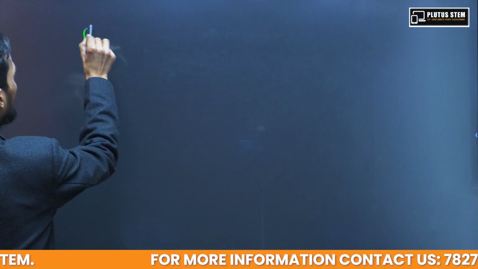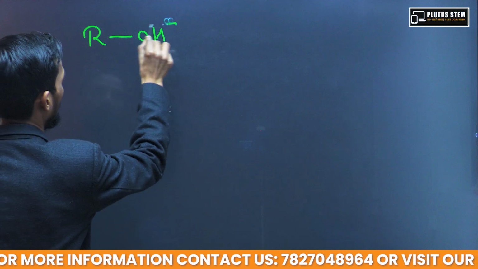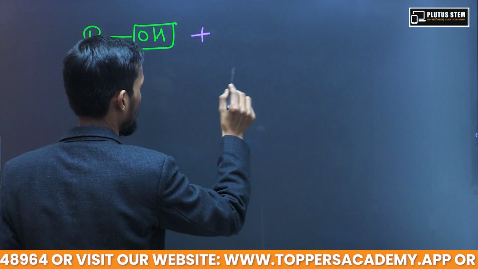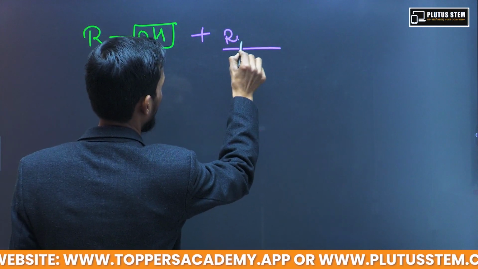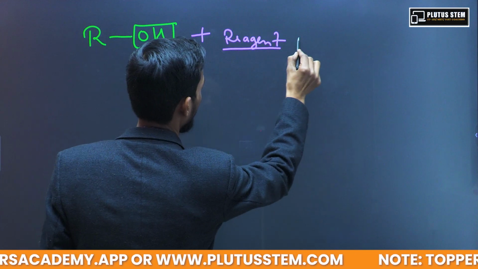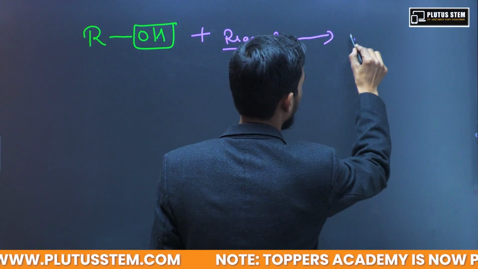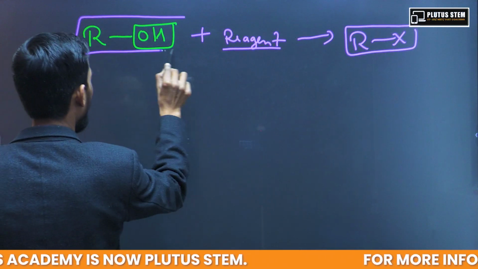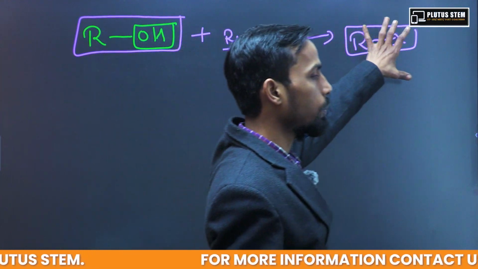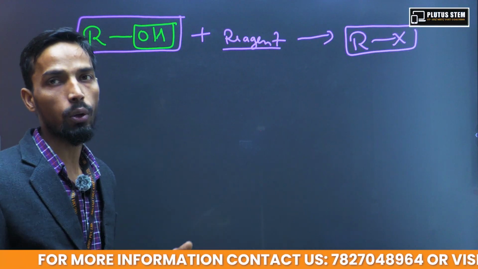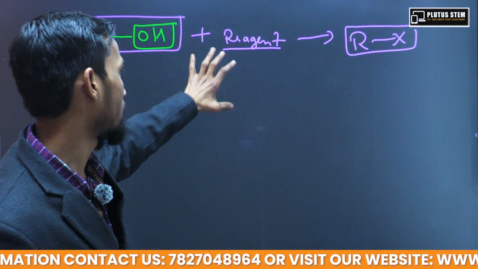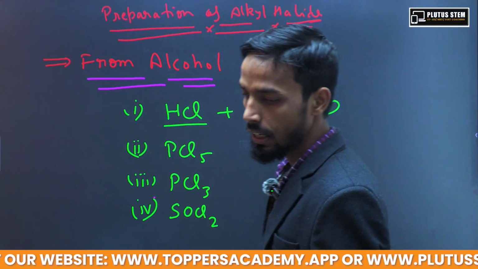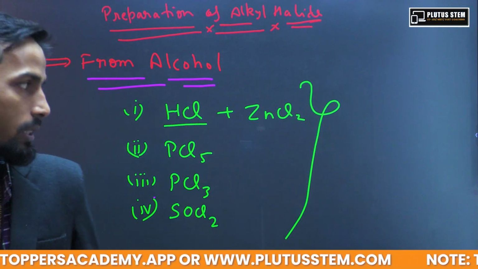This is ROH, alcohol, plus some reagent. It is going to give RX, alkyl halide. The initial substrate is going to be this and the product is going to be this, and the only change we are going to see here is the reagent. I have shown you there are four different types of reagent which we are going to use in today's class.